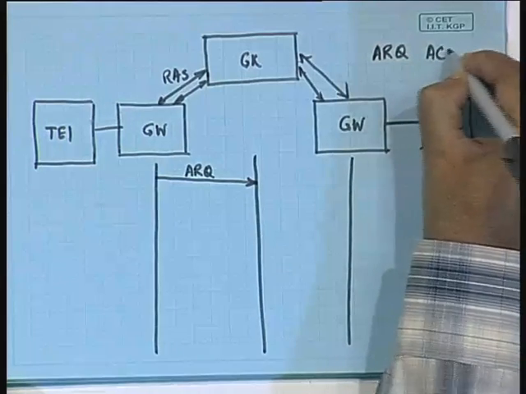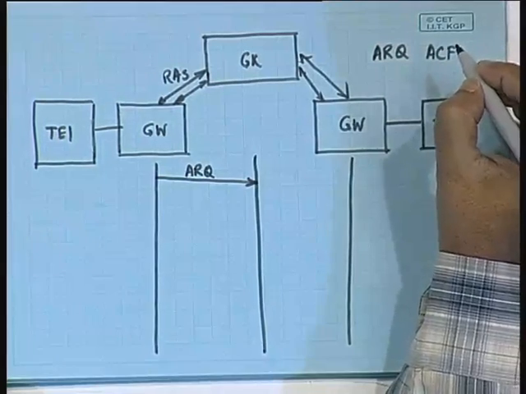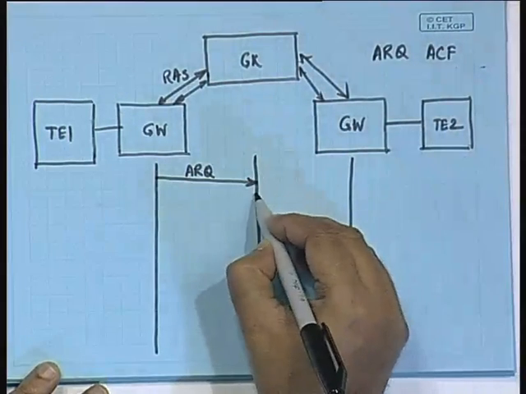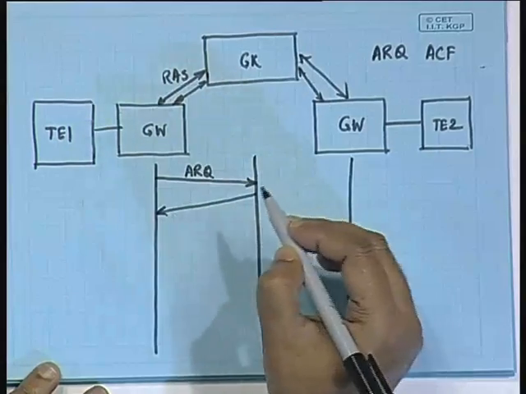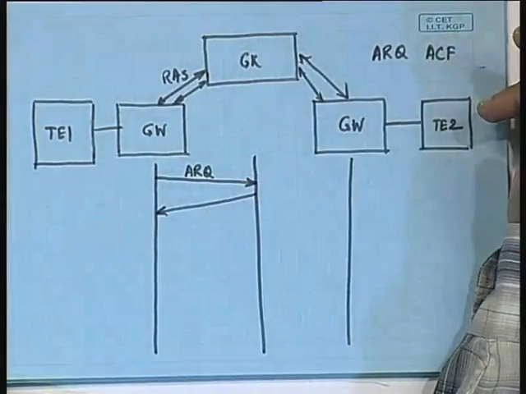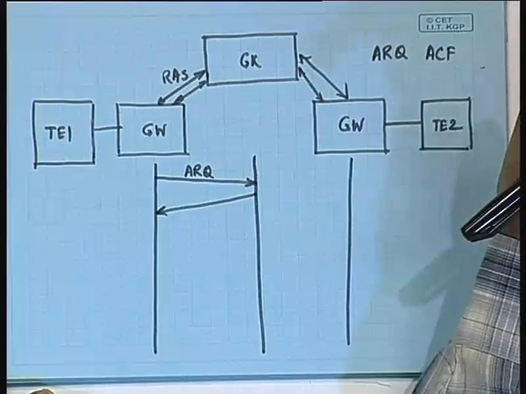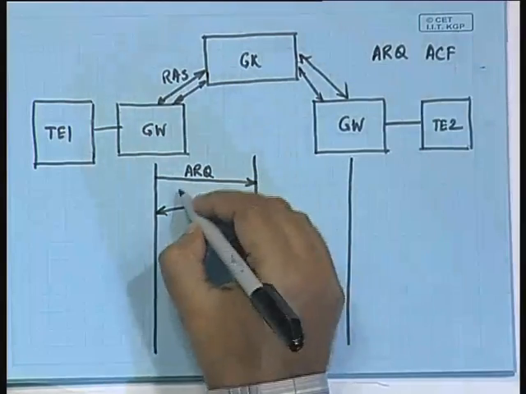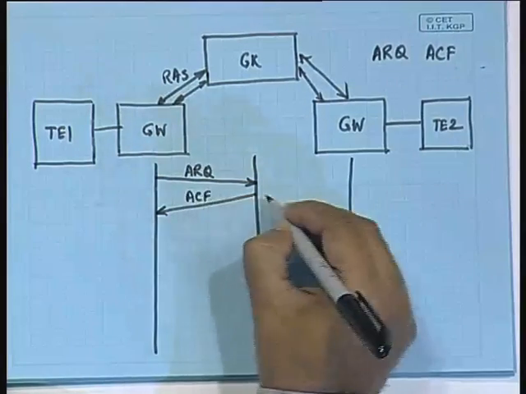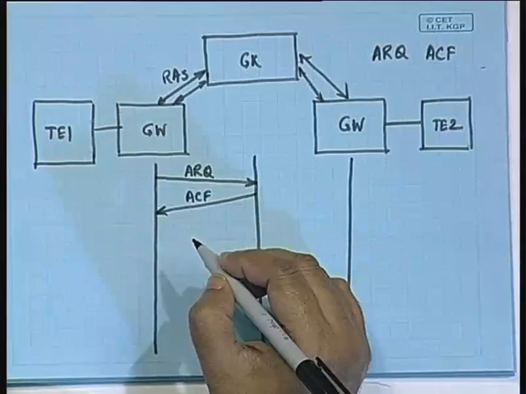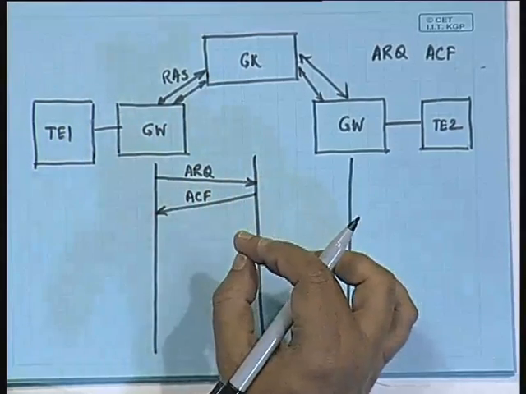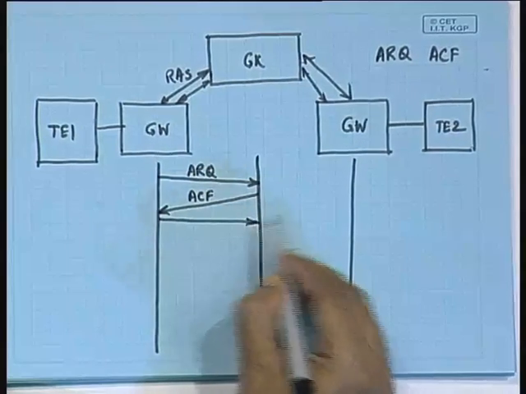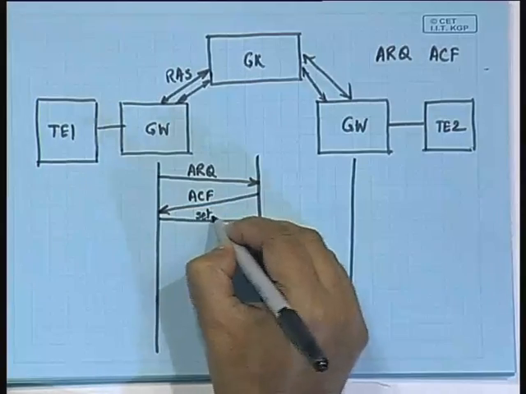So, there should be a signal which we call the ACF or admission confirmation. So, the admission confirmation has to come. In fact, it could be ARJ also, the admission reject. If the admission is not there, then it may send an admission reject signal, but let us say that admission is confirmed. So, this is ACF which goes back from the gatekeeper to the gateway. Now, it is only after the admission that the gateway should initiate the setup.